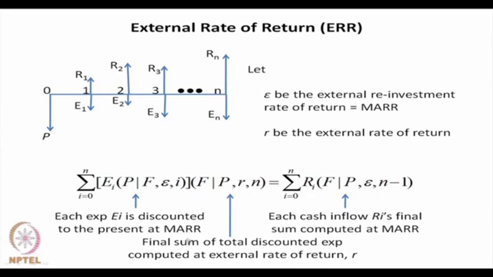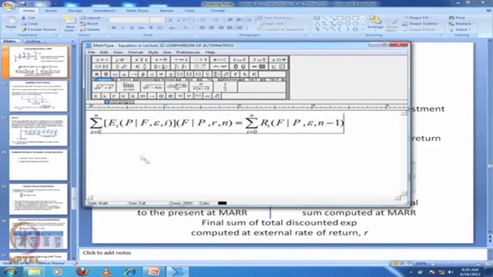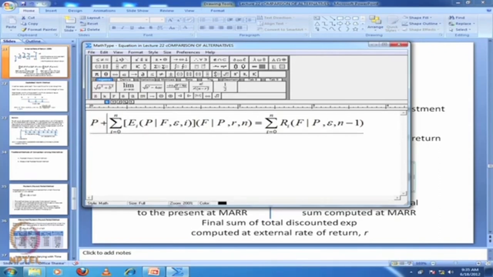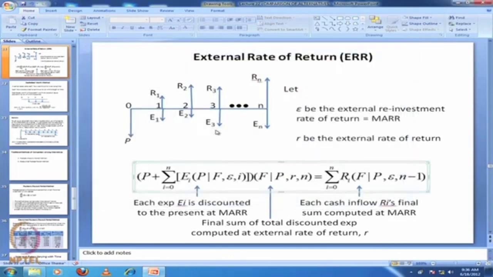This is the final sum of total discounted expenses computed at the external rate of return R. So, this should be equal to, there is one mistake here, this should be P plus the discounted expenses. So, all these are discounted to the present, plus there was an initial investment P. That is the total investment made by the company, and the equivalence is found out at the end of the nth year.